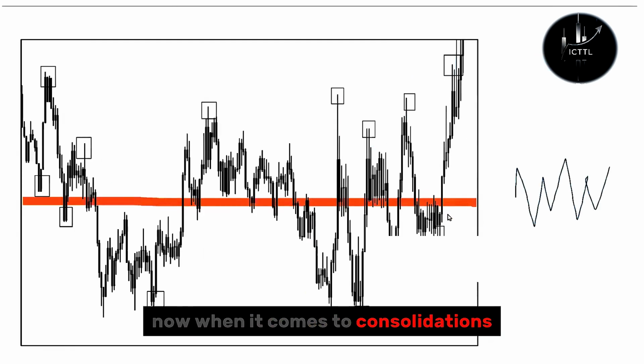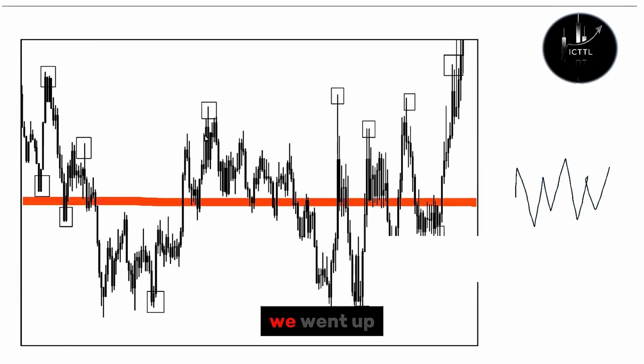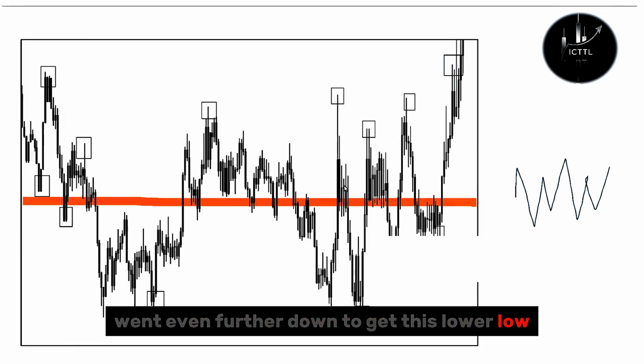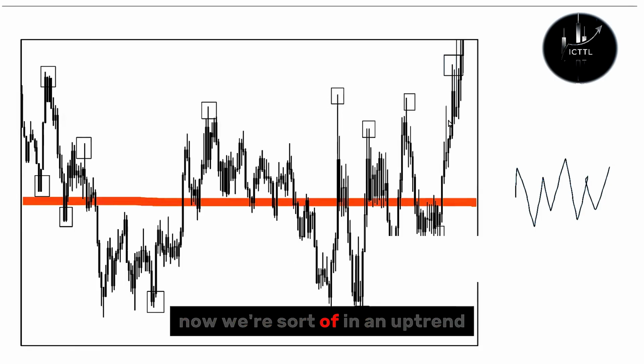Now, when it comes to consolidations, these are a bit more tricky to trade if you're new to it for the first time. You're going to be getting lots of rejections in all sorts of areas. For example, we started off here in a downtrend. Then as soon as we started to see this break of structure, we went up. Then we started receiving, you could say, this lower high. Went even further down to get this lower low. Started to get that break up. Now we're sort of in an uptrend.